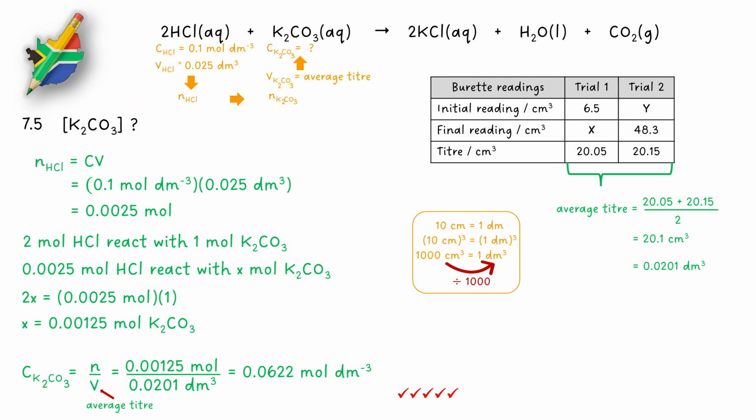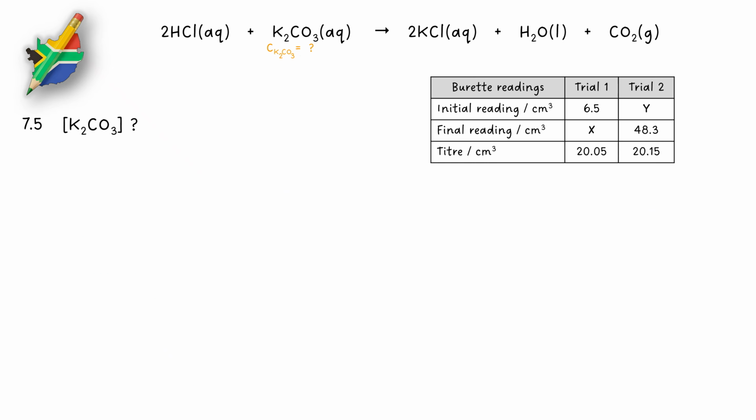The question asks us to determine the concentration of the potassium carbonate solution. To calculate the concentration of the solution, we can first use the data given to us, that is the concentration and volume of the acid, and use these to calculate the moles of acid that react. And then, from the moles of acid, we can find the moles of potassium carbonate that react.